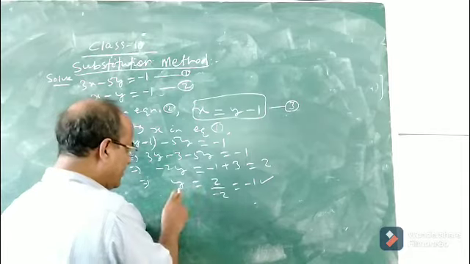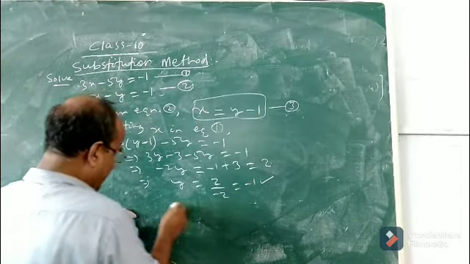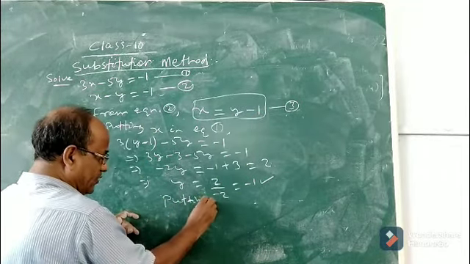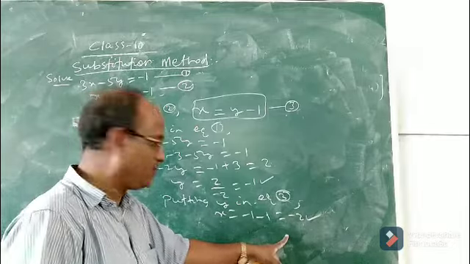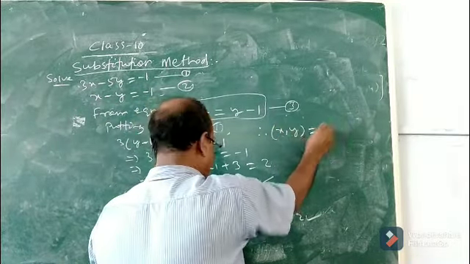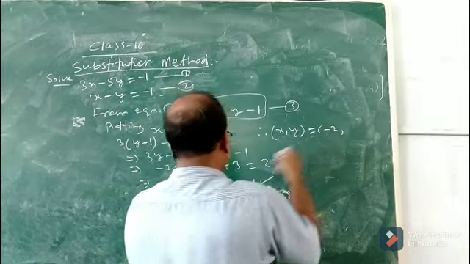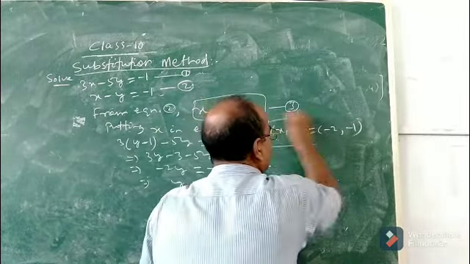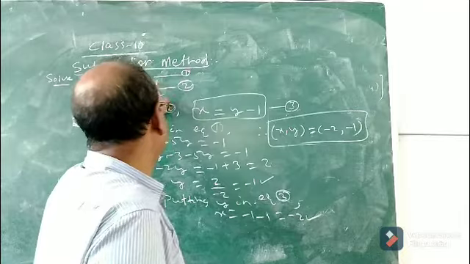The next step is to put this value in equation 3. Putting y in equation 3, what will I get? x equal to, it is minus 1 and minus 1, it is minus 2. See, I got the value of x also. So therefore, what is the unique solution? The unique solution is x equal to minus 2 and y equal to minus 1. This will be the unique solution of this system.